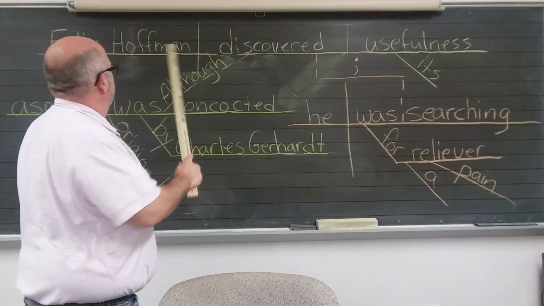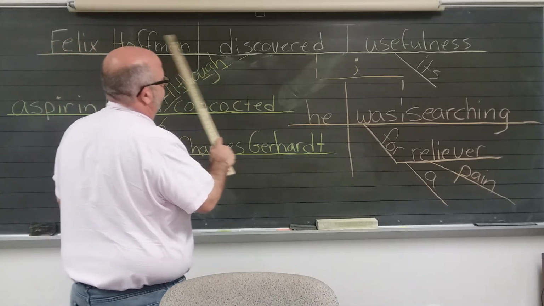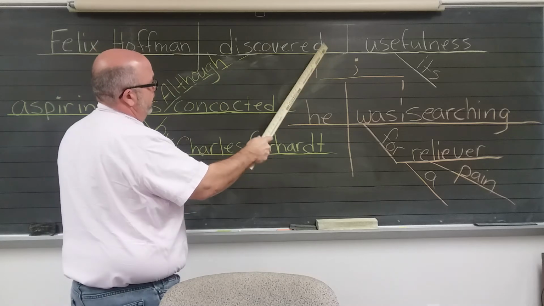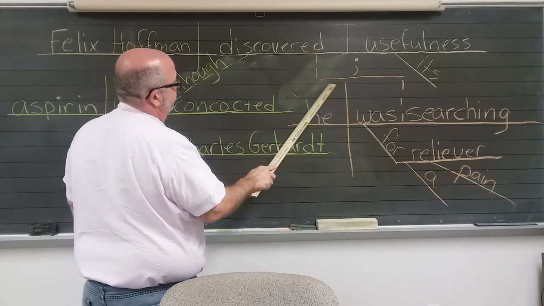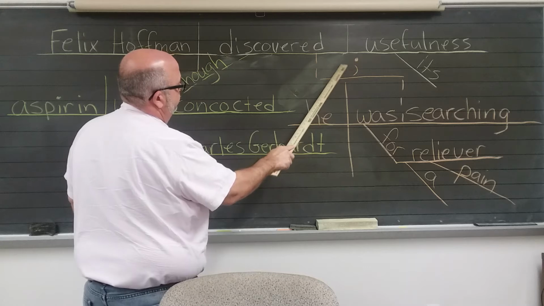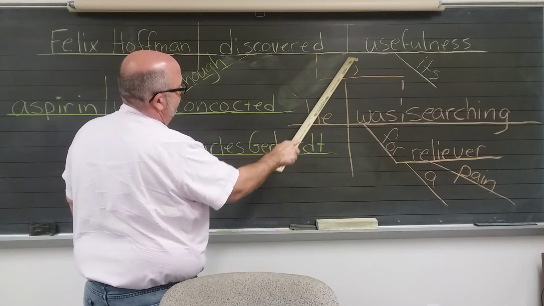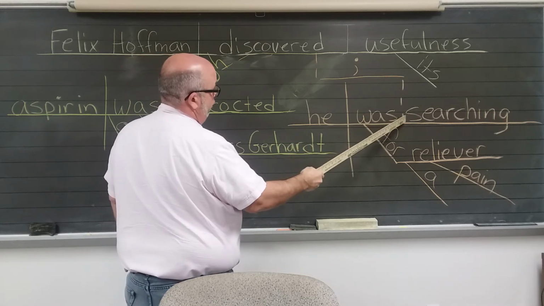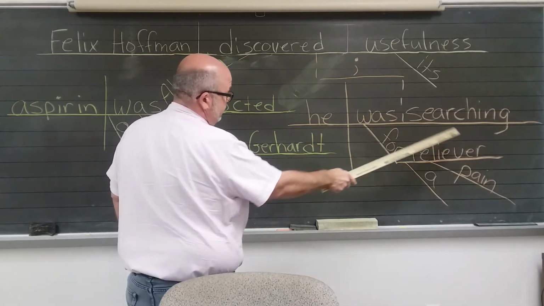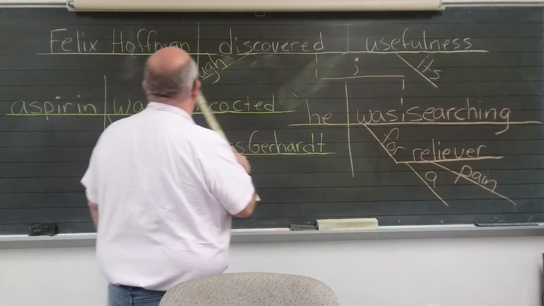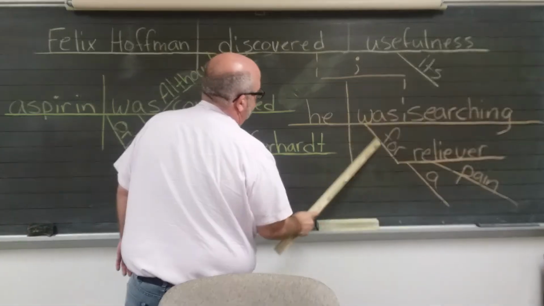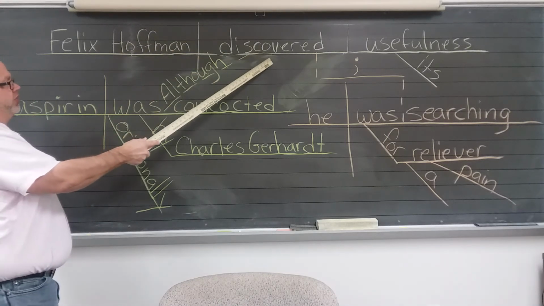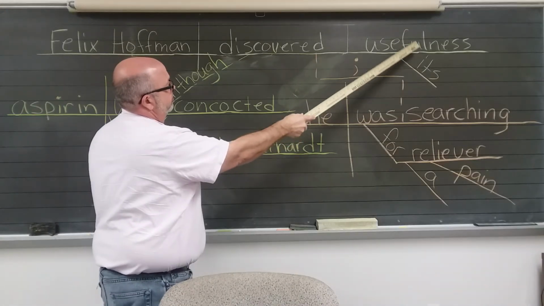So here you have a compound sentence. Here's the first part of the compound sentence, an independent clause. And then here you have your dotted line, straight line that has your either conjunction or semicolon in this case on it. Make sure you don't miss any of this. Joined to the verb of the second independent clause. Okay, so both of these are independent clauses. All right? Felix Hoffman discovered its usefulness.